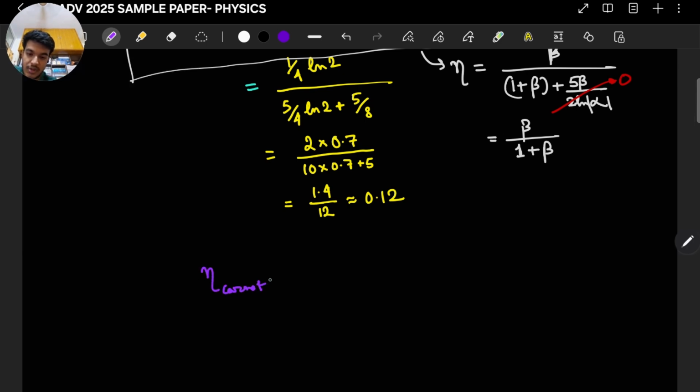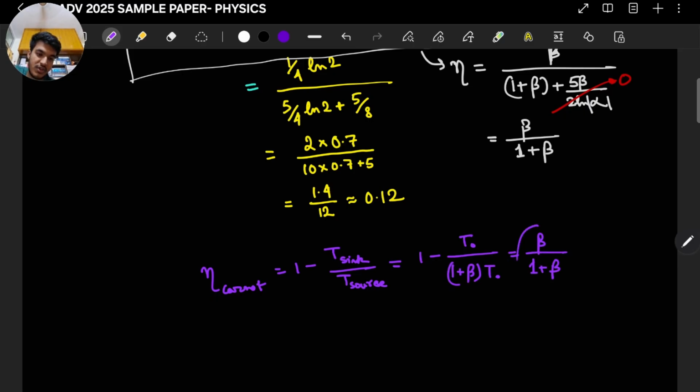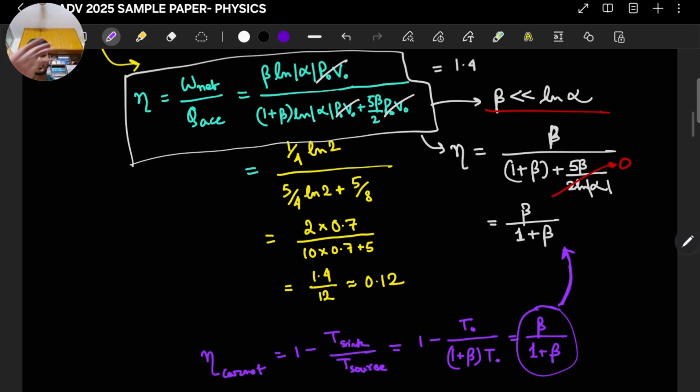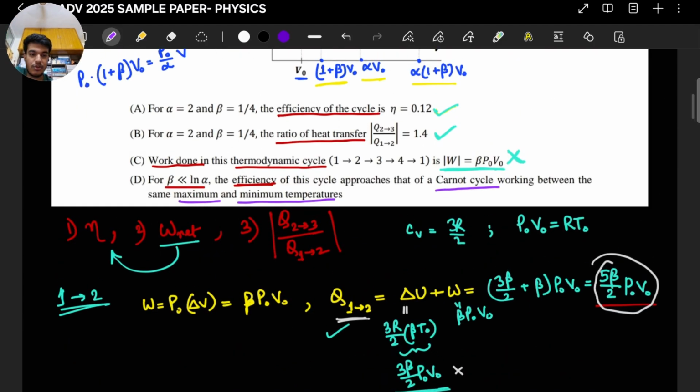Eta Carnot can be written as 1 minus T sink by T source, which is the lower temperature over the higher temperature. In this case it is T naught by 1 plus beta times T naught, and it is beta by 1 plus beta, which is the same as we obtained here by that condition, which is beta much less than ln alpha. So the last option is also right. The only option that is false is option C, and that is our answer for this question.